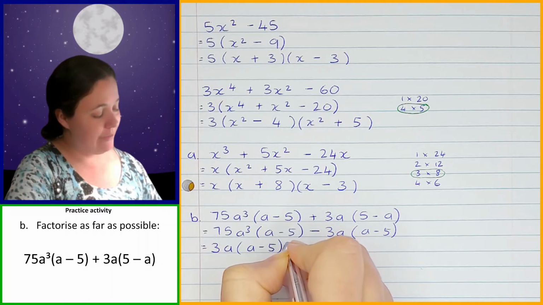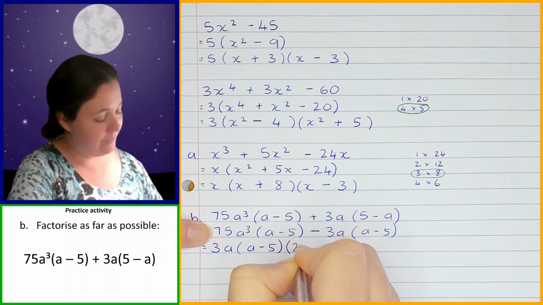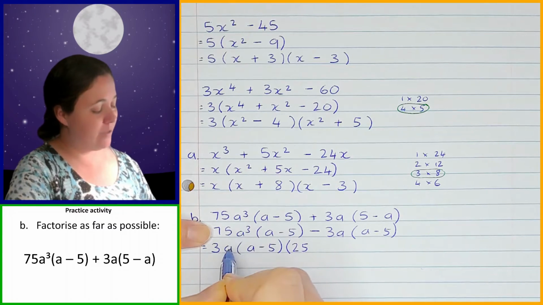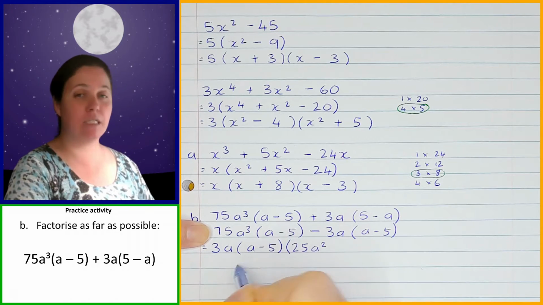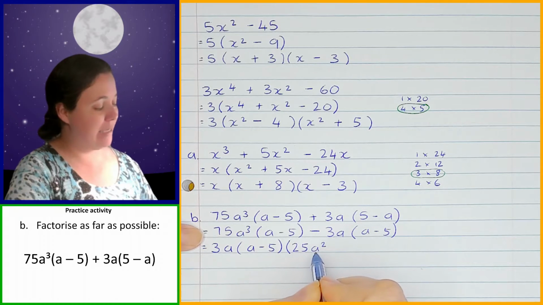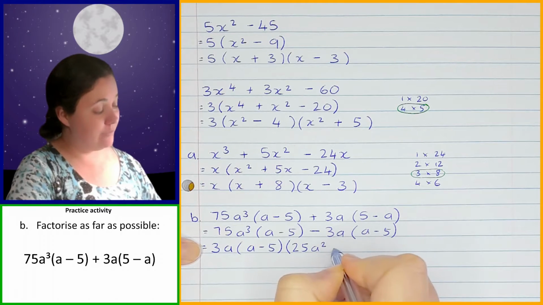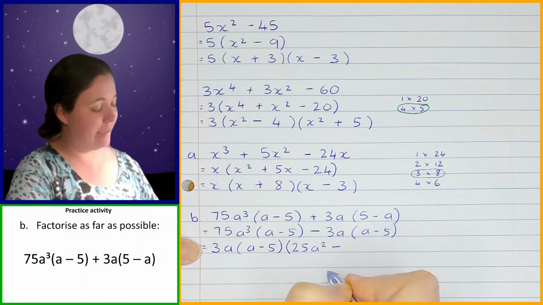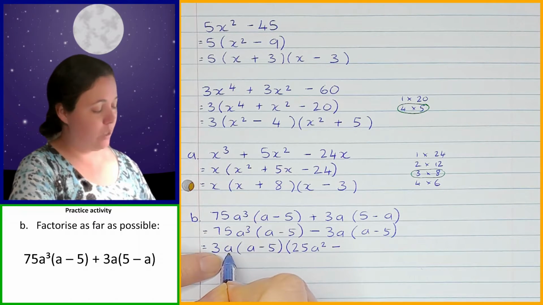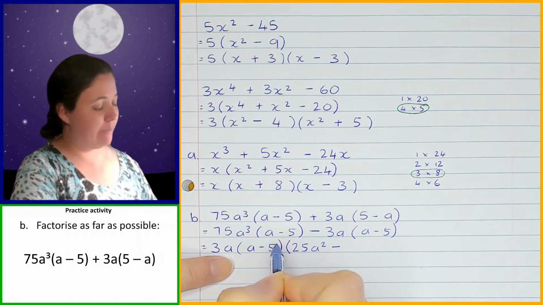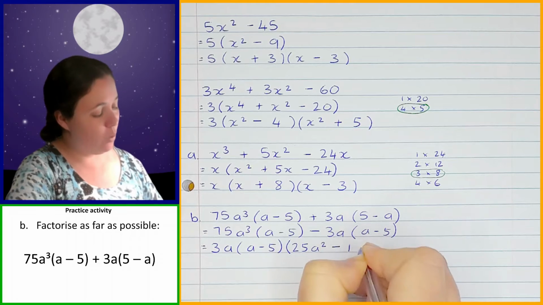Right, so now I've got my highest common factor. Now I'm going to see what's left. So the first term, I'm going to divide 75 by 3, that gives me 25. A cubed divided by a is a squared. And then the a minus 5 cancels with the a minus 5. So I just have 25a squared from that first term. Then from the second term, first a negative divided by a positive is negative. 3 divided by 3 is 1. A divided by a is 1. And a minus 5 divided by a minus 5 is 1 as well. It all just cancels. So that gives me 1 over there.